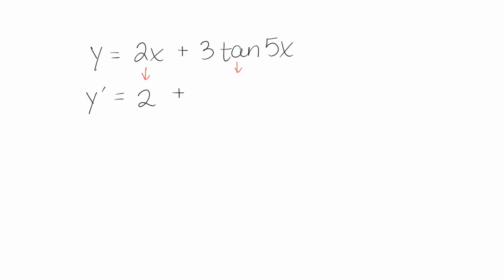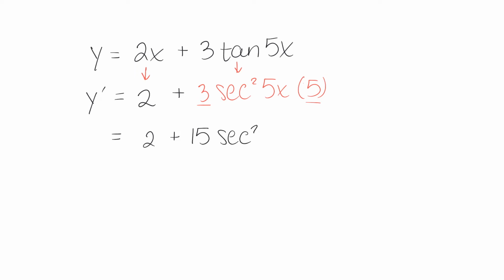Well, 3 times the derivative of tan x. The derivative of tan x is secant squared 5x times 5. So that 5 and that 3 will multiply together, just kind of like that 3 is just in front. So if we multiply that through, we get 2 plus 15 secant squared 5x.